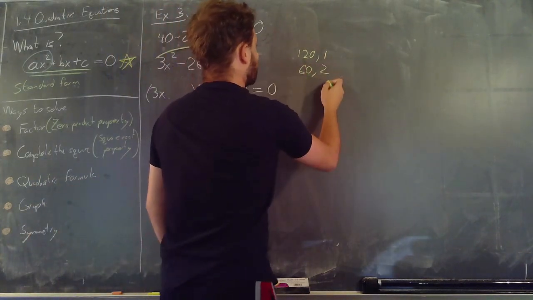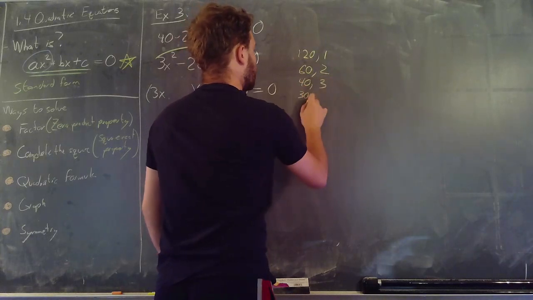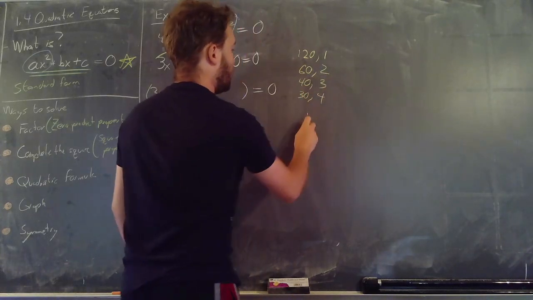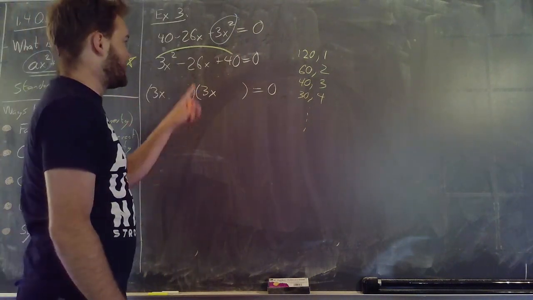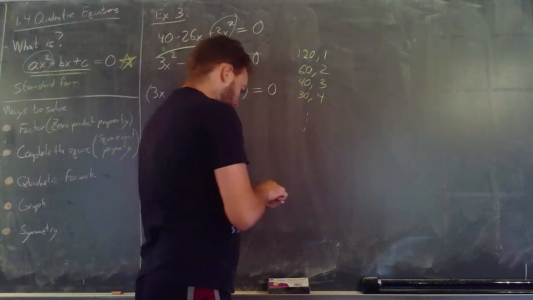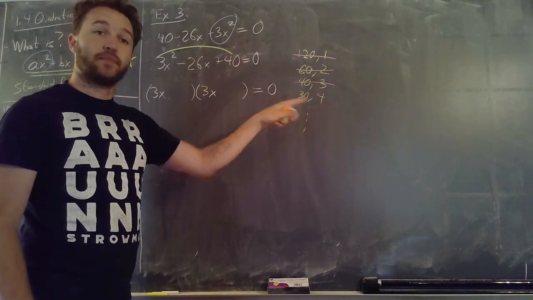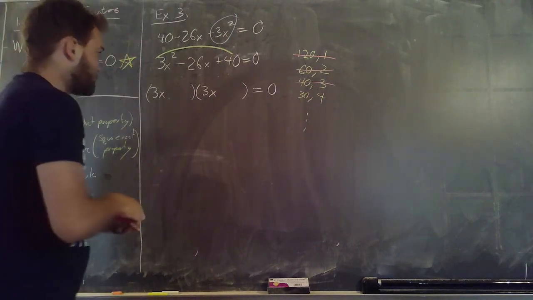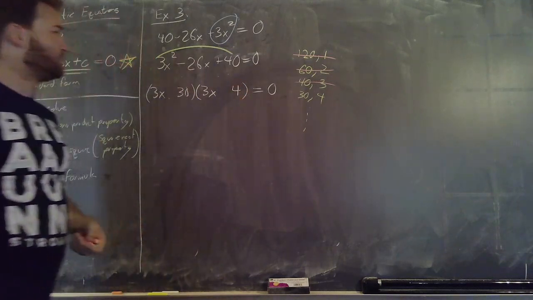So you have 60 and 2, you have 40 and 3, you have 30 and 4, and then you have a list of some others that come afterwards. Now what you'll notice here is that I need to make a 26 by either adding or subtracting numbers. None of these 3 pairs work, but 30 and 4, 30 minus 4 is 26. So I'm going to write 30 and 4.